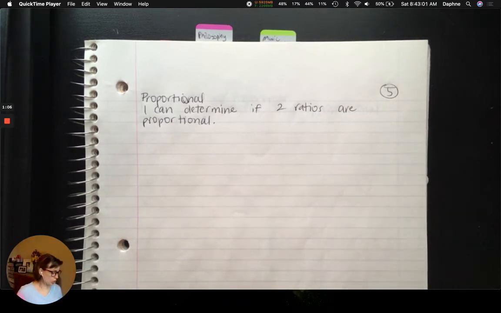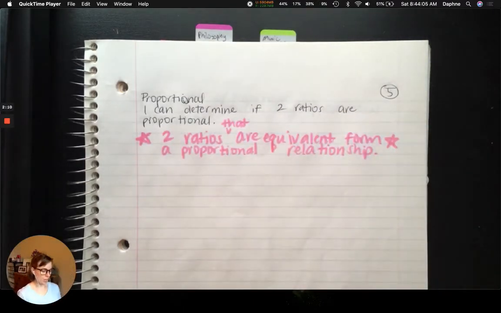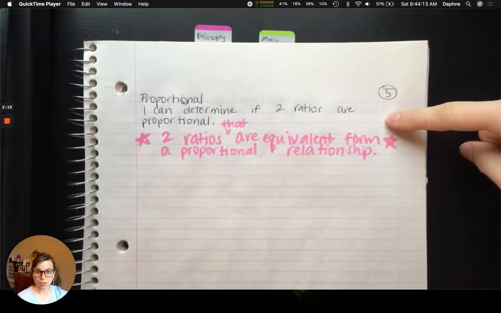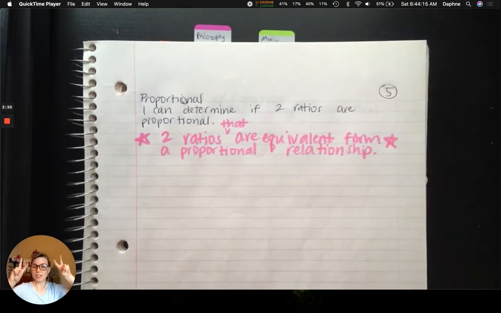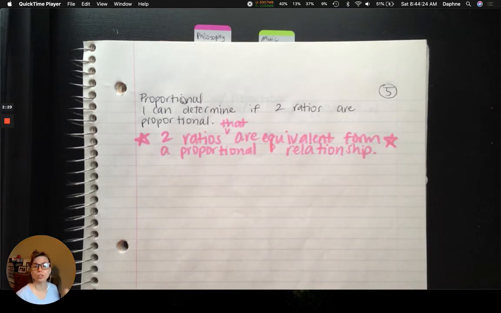All right, so this one doesn't really have a definition so much as a sentence. They use it all together. Make sure you've titled it, numbered it, written the learning target, and here's our first definition. It's more of a sentence that just uses all the words together. So two ratios that are equivalent, that's a Q, form a proportional relationship.